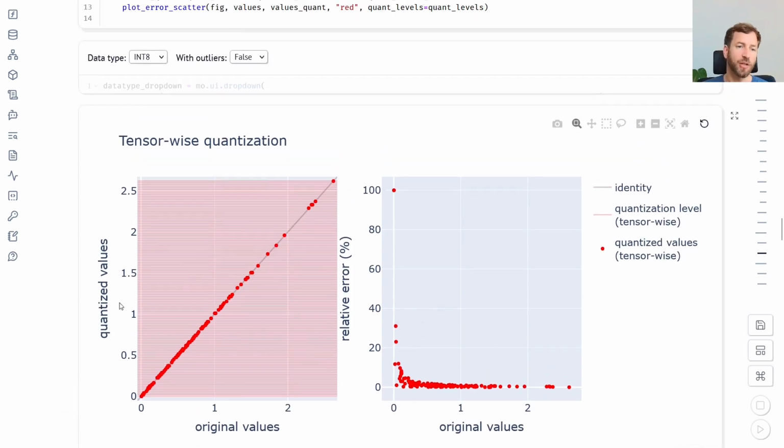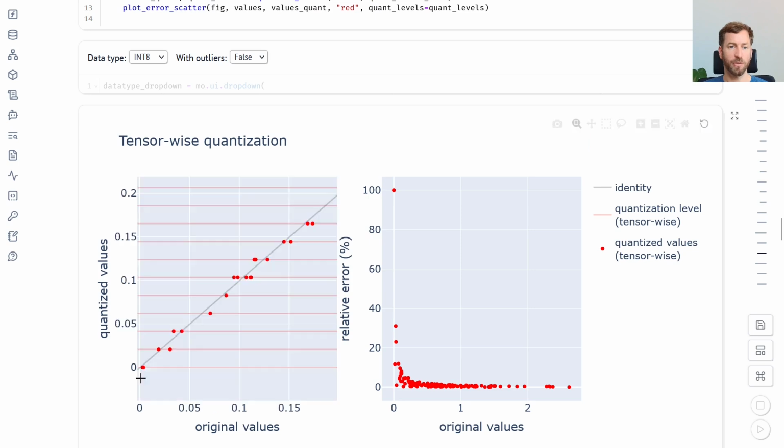So here we show the quantized values across the original values and also the relative errors across the original values, for now for a distribution without outliers. We see that the relative error is rather low, except for some very small values. We already know why: for small values, there are only few quantization levels, so there's a comparably large relative error.